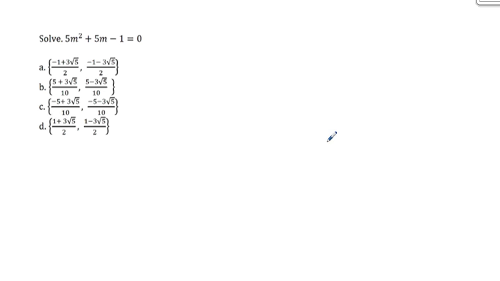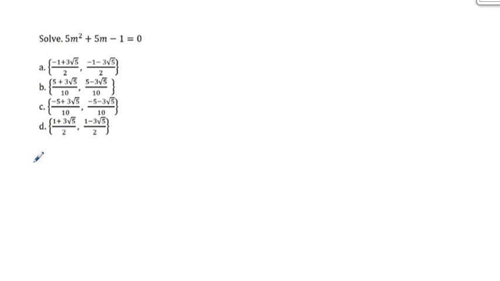Hello, we're going to solve this quadratic equation here, 5m squared plus 5m minus 1 equals 0. And because it is a quadratic, we will get two answers. And we can see here from the answer choices that all the answers are irrational numbers. So this gives us a hint to use the quadratic formula. This will not be factorable just from the answer choices that we are given here.